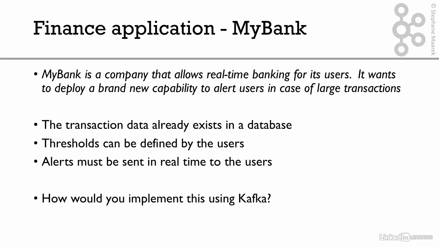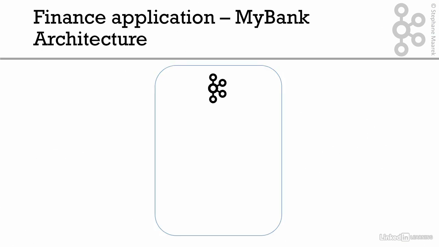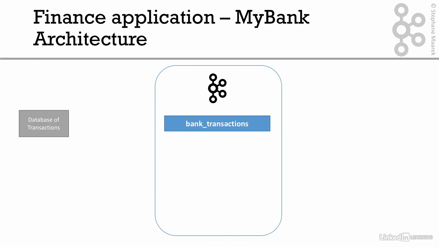So how would we implement this in Kafka? I'll let you think for a while and I'll give you the solution right now. Okay, so here's our architecture. I'm thinking there must be a bank transactions topic. That's for sure, right? But someone told me that all the bank transactions are already in a SQL database. And so what I really want is to get that information from the database into Kafka.